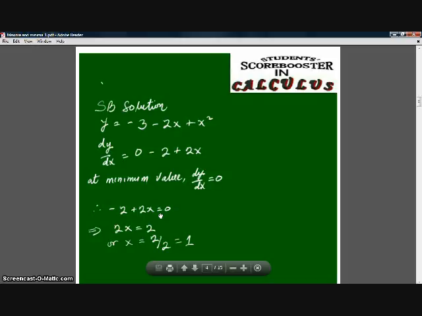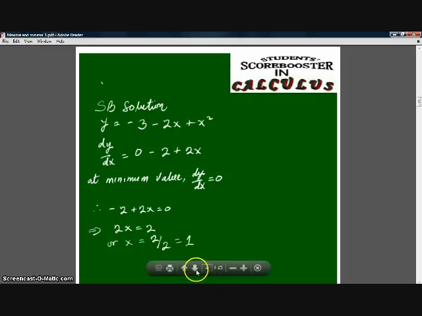So what are we looking for? The question has requested that we find the value of x. So what we're going to do here is just try to simplify. You can add 2 to both sides, and from there you're going to have 2x is equal to 2, or x is equal to 2 over 2, which is equal to 1. As simple as that.